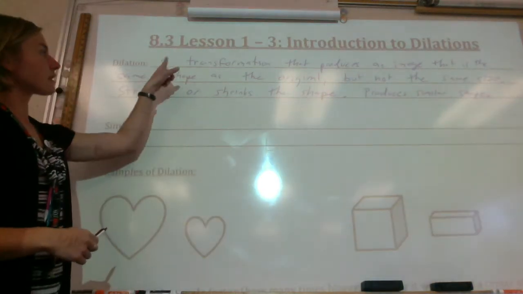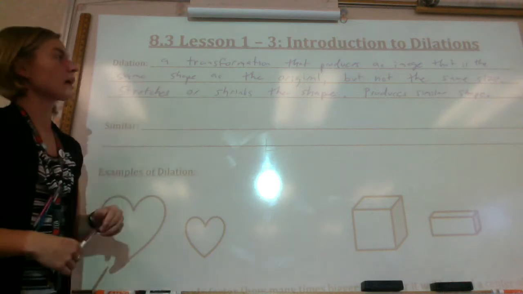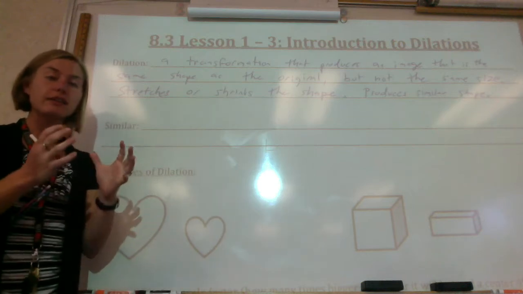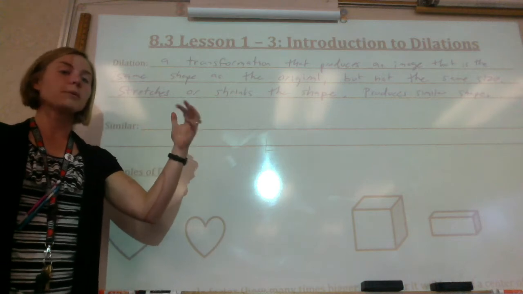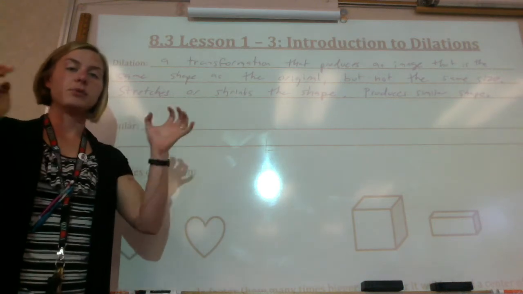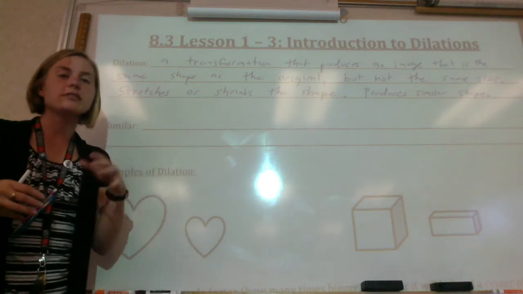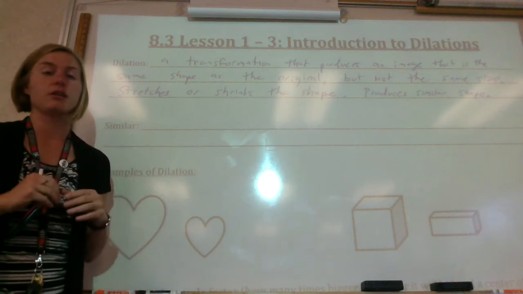So a dilation is a transformation that produces an image that has the same shape as the original, but not the same size. So everything is the same, we just made it either really small or we made it bigger. We're essentially scaling things up or down in dilations. So we can't say that side lengths are the same, but we could say angles are the same, and we could say proportions are going to be the same.